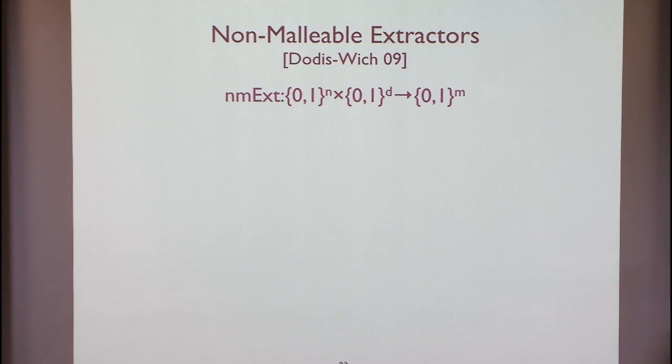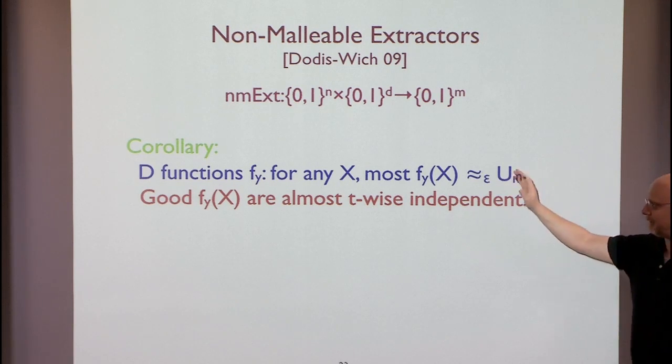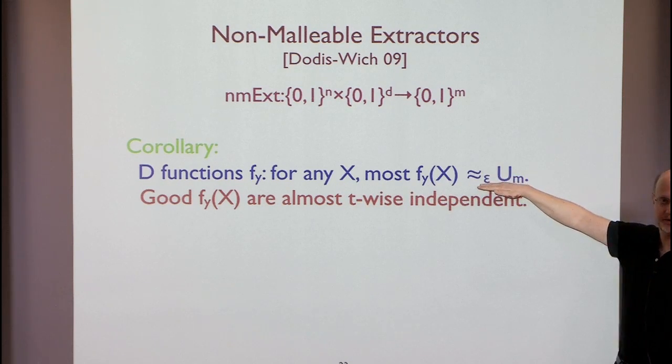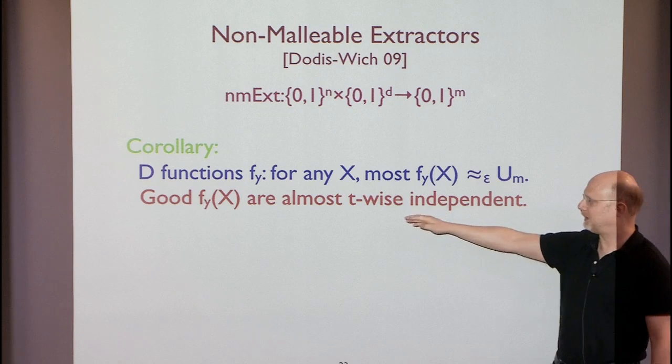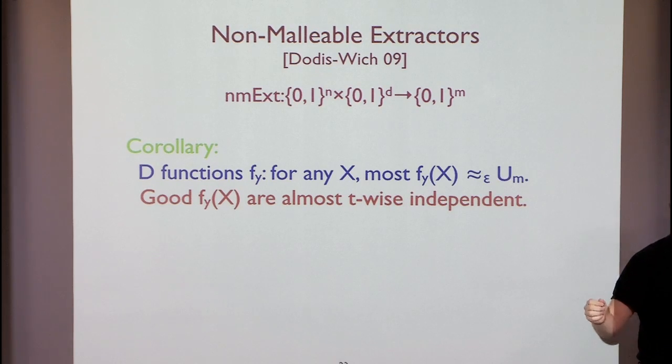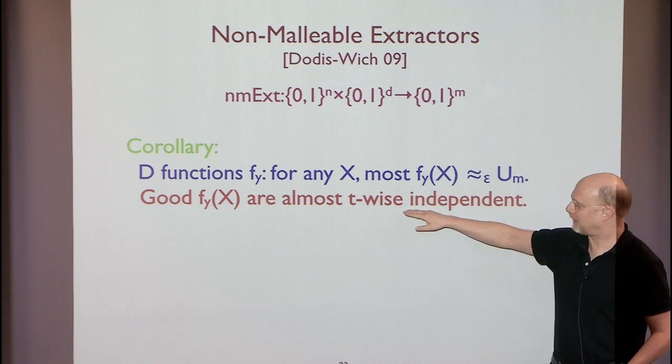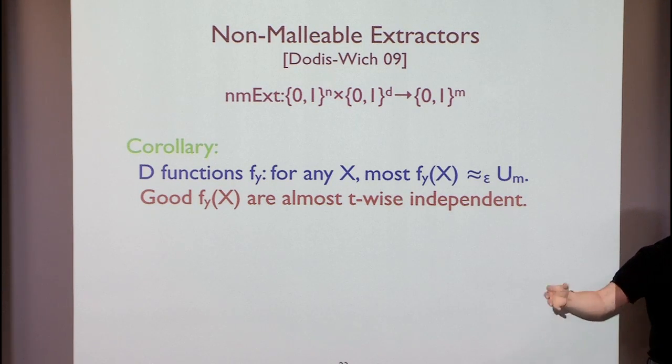So that brings us to another tool that we're going to need, called a non-malleable extractor. This is a strengthening of a strong extractor. I'm not going to define it completely. I'll just give you a corollary of this definition. The first property is what we saw before: we have these big D functions such that most of them are uniform. The new property is that not only are a lot of the bits uniform, but those uniform bits are actually almost t-wise independent. So now we are able to get this long string where the good bits are almost t-wise independent.